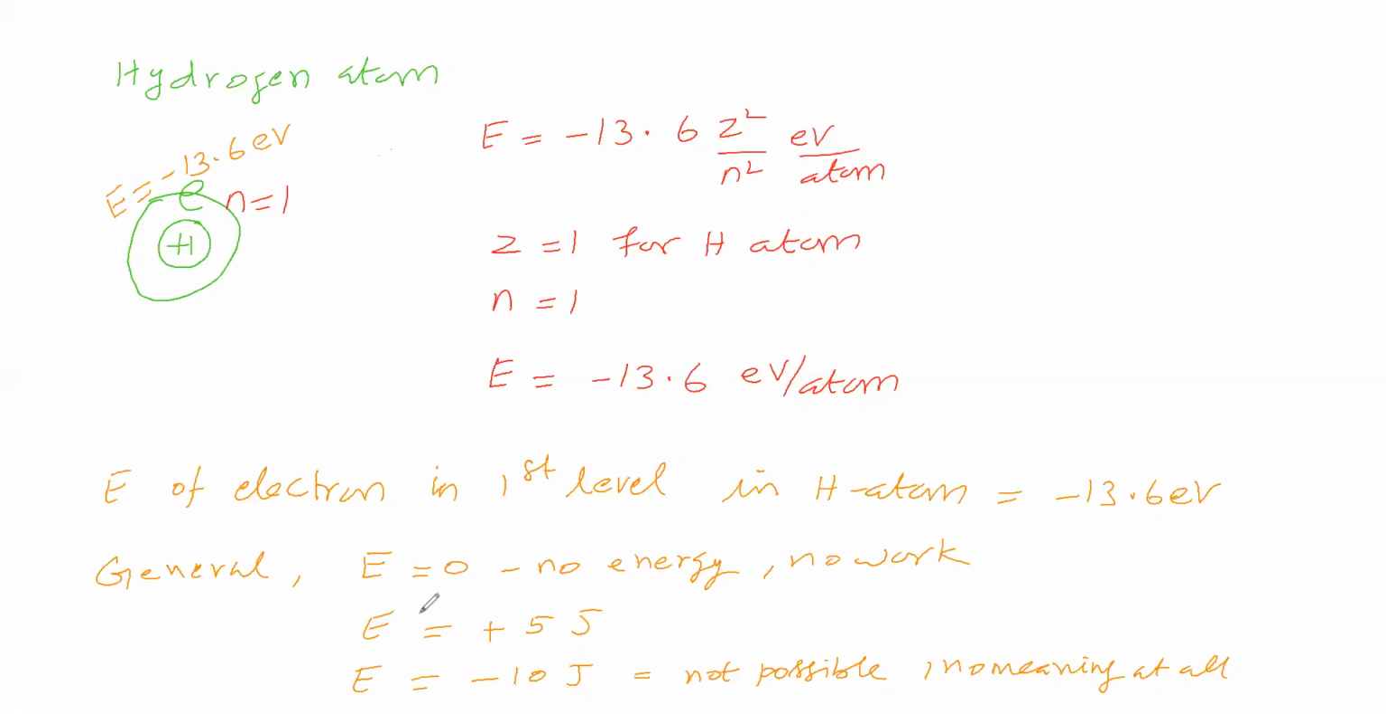If we say energy equal to plus 5 joule, energy is there, therefore work is there. Like this we can say. Energy equal to minus 10 joule, is there any meaning for this? There is no meaning at all for this. This is not at all possible.